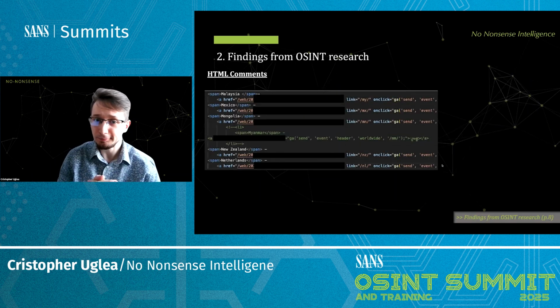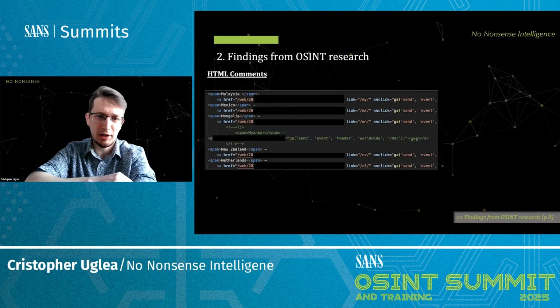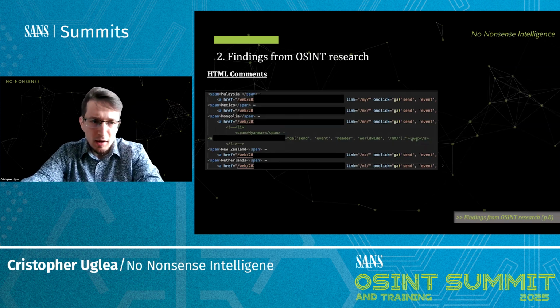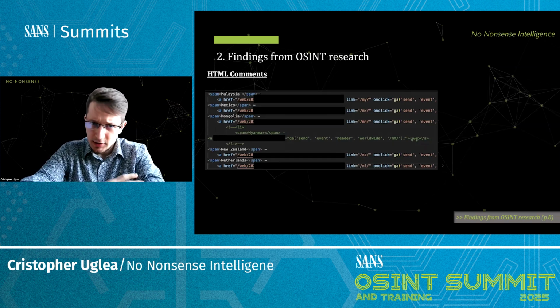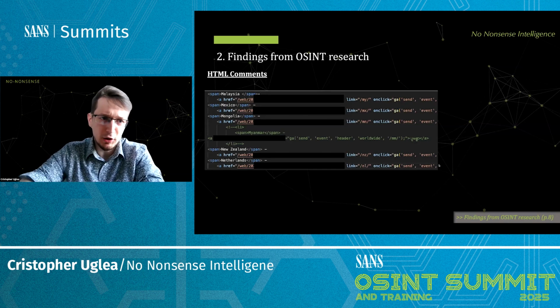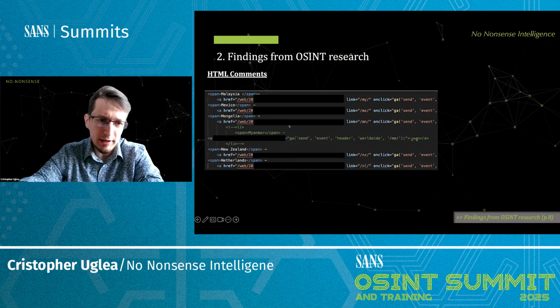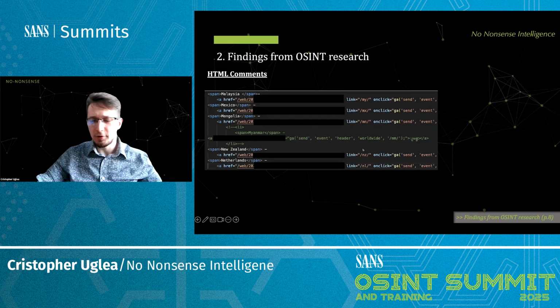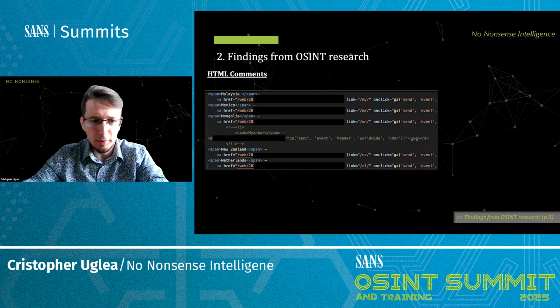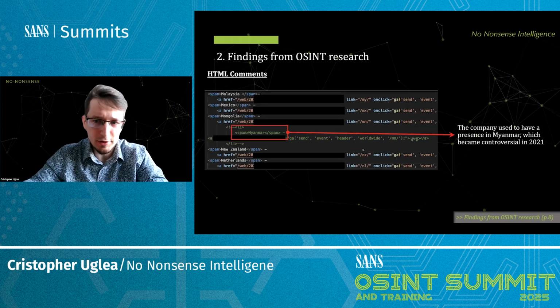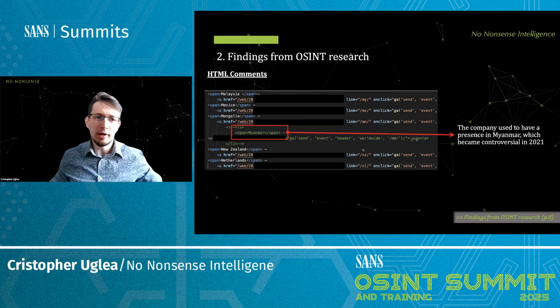The first example that I have on my screen here, you see the code snippet. This is from a company that had offices all around Asia, in Malaysia, Mexico, Mongolia. So you see the names of the countries there. And then you see the green text, which is commented code. This was a Myanmar office. For some reasons that I won't get into, this office became controversial in 2021.